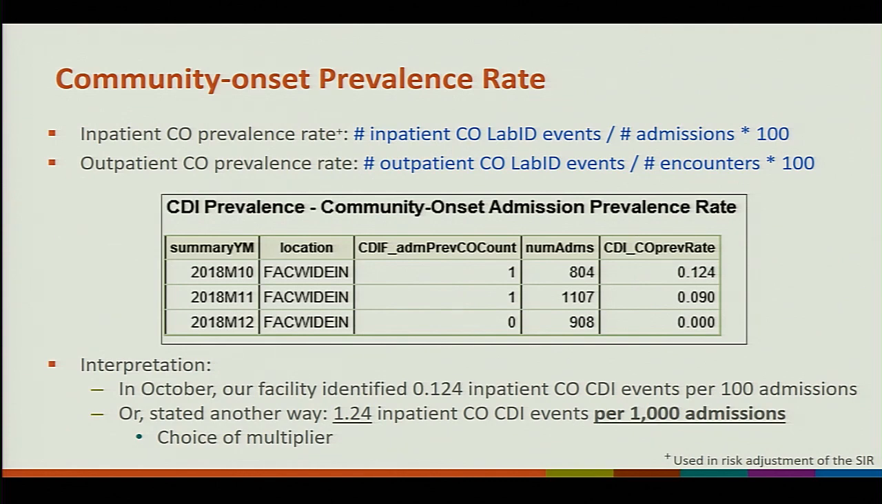So there's a very easy way to change this, and that is to change the multiplier that we use in the formula. So NHSN will always use 100 for the community onset prevalence rate multipliers, but you can change this to a higher number, which will help you interpret these small rates. And the way you do that is you pull these numbers out of NHSN and you calculate this rate manually outside of the application. So if we were to change that 100 to 1,000, we then would interpret the rate as 1.24 inpatient community onset CDI events per 1,000 admissions. Those two rates are equivalent. It's just another way to describe it that is a little bit easier to understand.